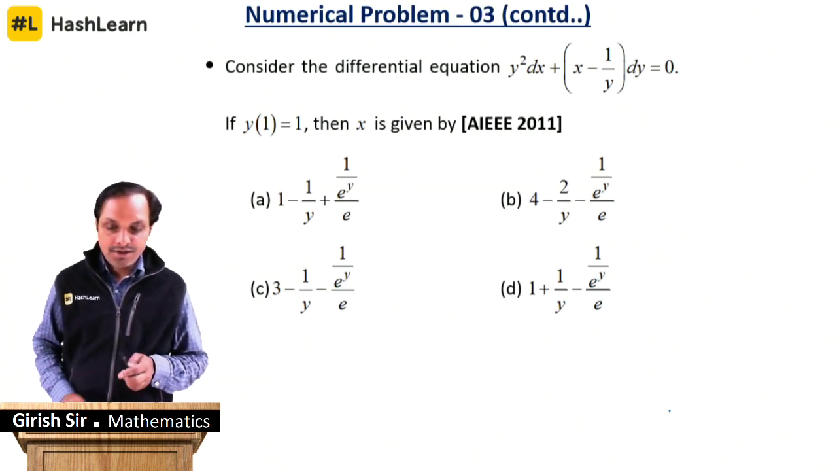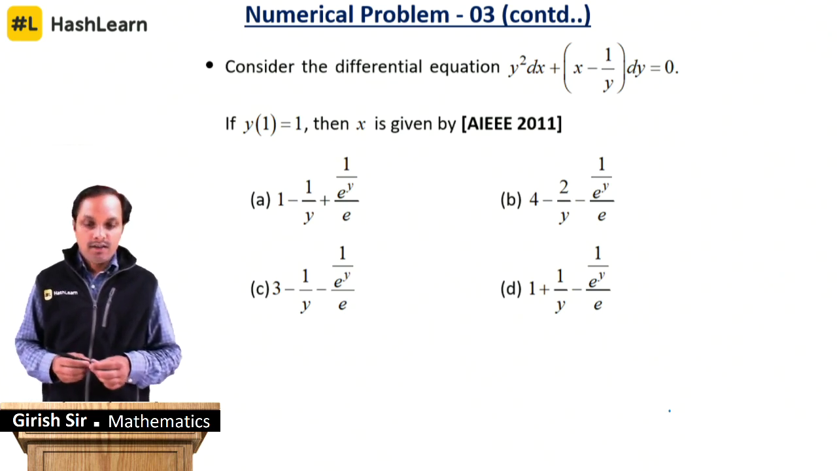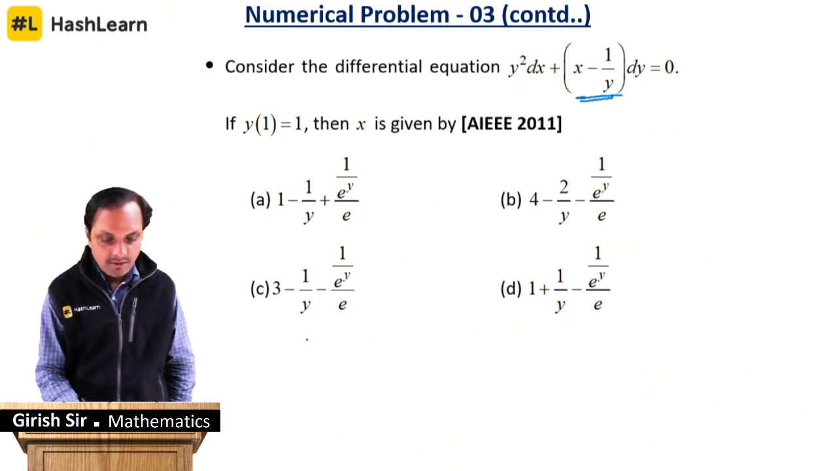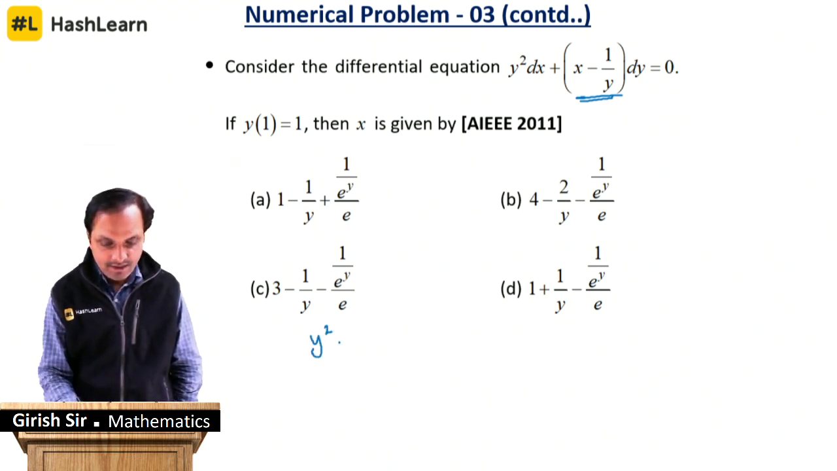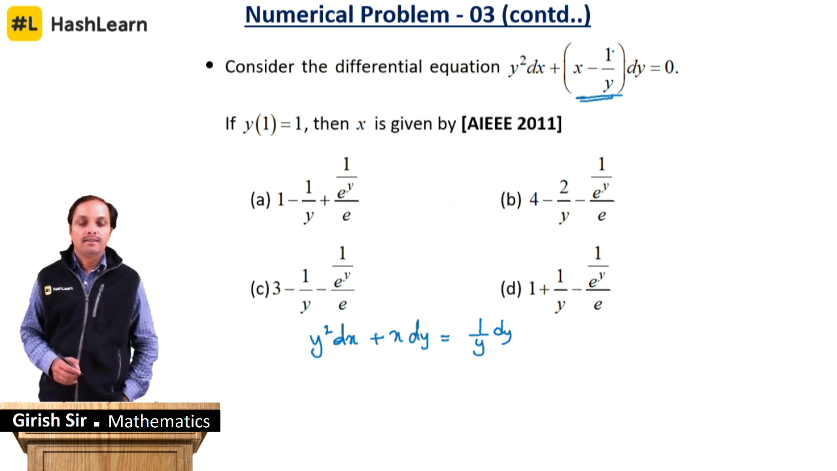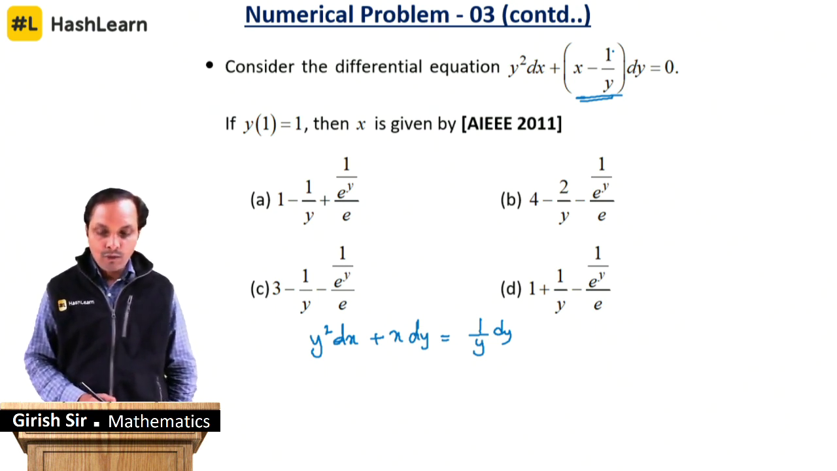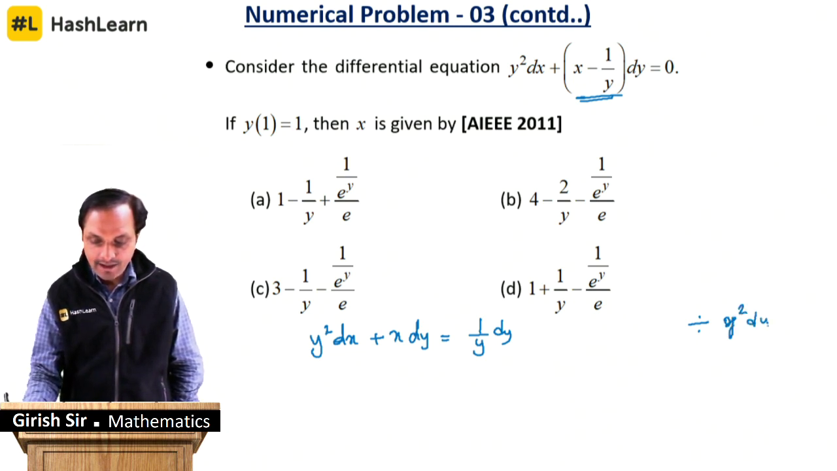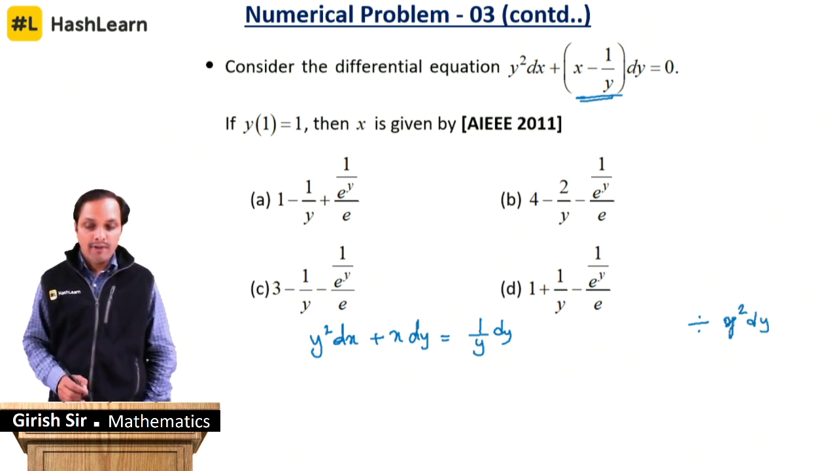So let's see how to do this. You know that this part is multiplied with dy. So what I'll do, I'll just separate it. y square dx plus x into dy is equal to, I will take this minus 1 by y that side, that will give you 1 by y dy on the right side. Now I will divide throughout by y square into dy.